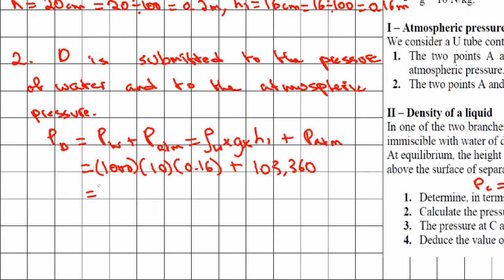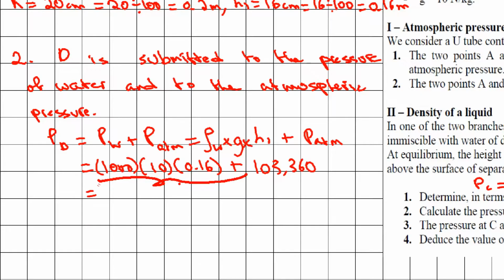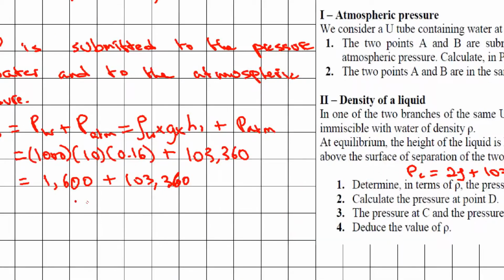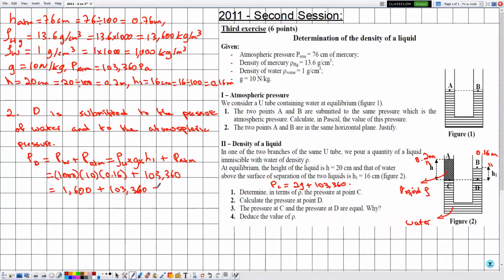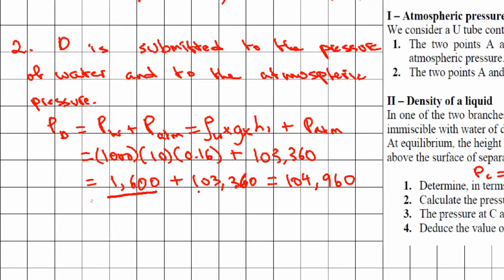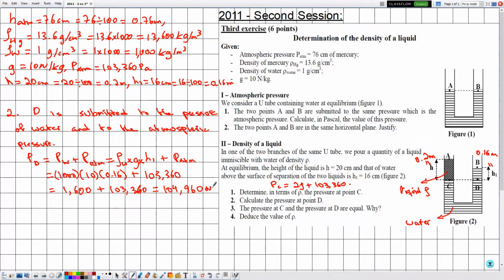So plugging this on the calculator, it will give us 1600 plus 103,360. Now plugging this on the calculator, then the value of the pressure at the point D is given by 104,960. Since both of these quantities are expressed in the SI, the value of PD will be in the SI, which is Newton per meter square.